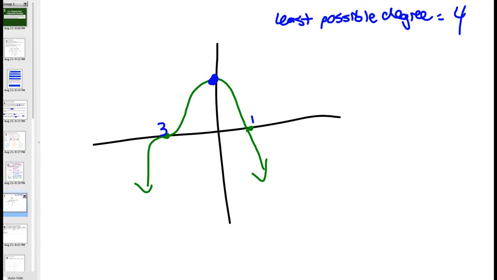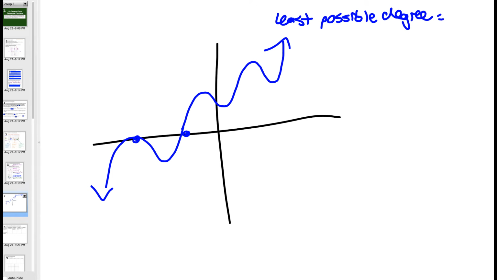Let's check it the other way. Okay, this function, what if I were to only look at the sum of the orders of the x-intercepts? Well, this one's order 2, this one's order 1. The sum of those is 3. But the least possible degree of this is not 3. It's way more than 3.